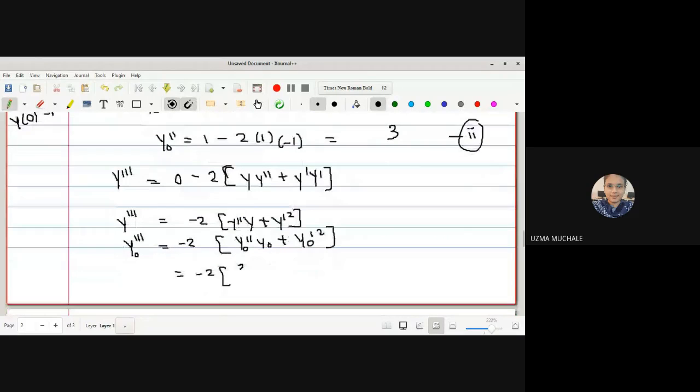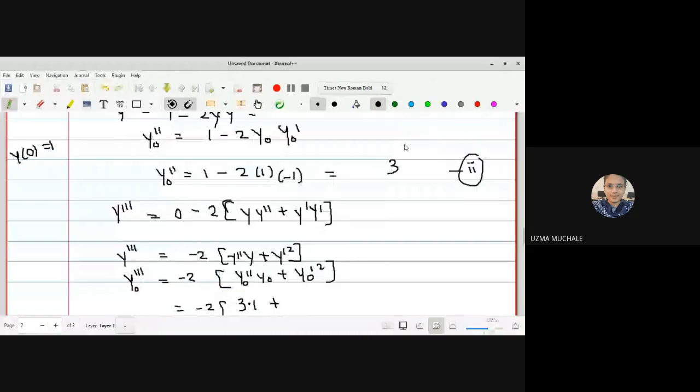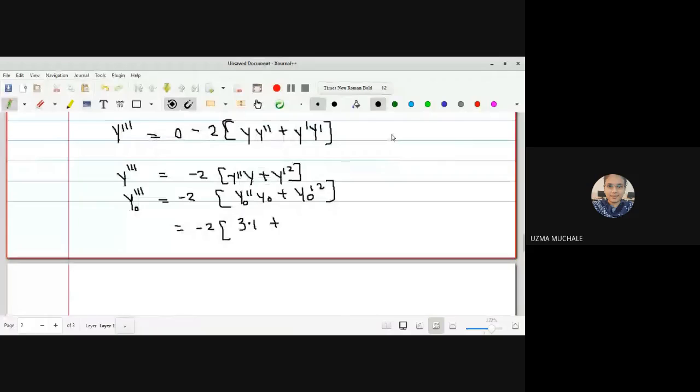into what is the value of y naught? It is 1, that is a product, plus y naught dash square. What is the value of y naught dash? It is minus 1. You can see here this is minus 1. So minus 1 square will be 1. So finally we are getting it as 3 plus 1 is 4. 4 into 2 minus 8. Okay, we are getting this as y naught triple dash. Correct?